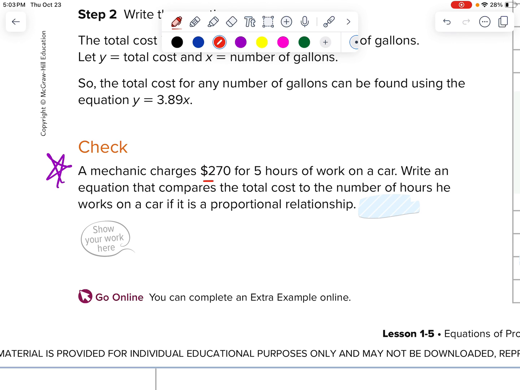So we need to first make a unit rate or find the k. In this case, it would be money per hour, 270 for 5 hours. Go ahead and do that on your calculator right now and write down what you think the k is.